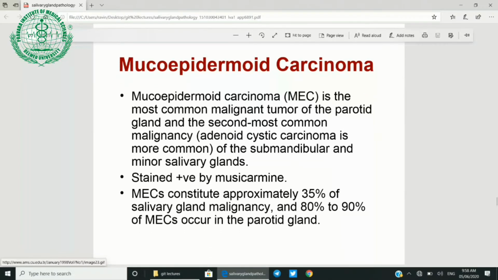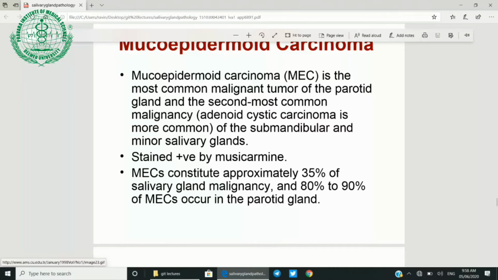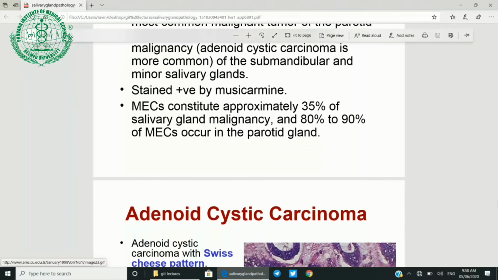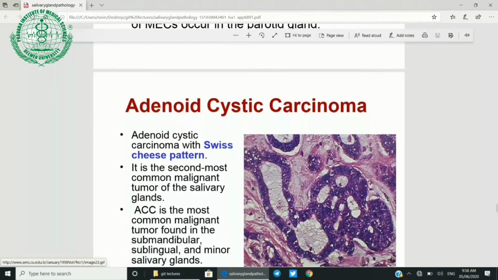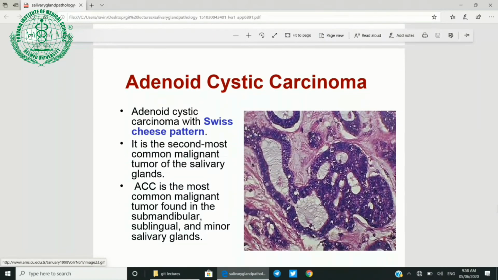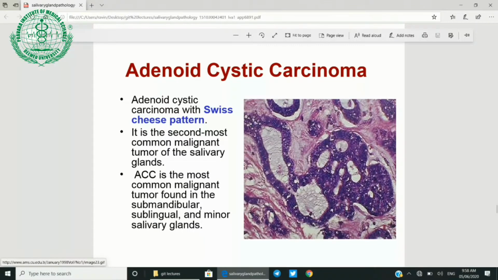You can stain this mucoepidermoid carcinoma by mucicarmine, and when we talk of statistics, it constitutes approximately 35% of the salivary gland malignancies, and most of these occur in the parotid gland. I'll again show you some more presentations in pictures just to make you aware of this sequence. Then the second most common malignant tumor is adenoid cystic carcinoma. The feature of mucoepidermoid is mucus and epithelial cells.